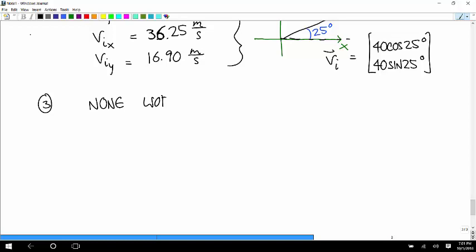Okay, none of those work. So what's the next step? The next step is to try to calculate time final and then go back to step 2 and see if that changes our situation, you know?